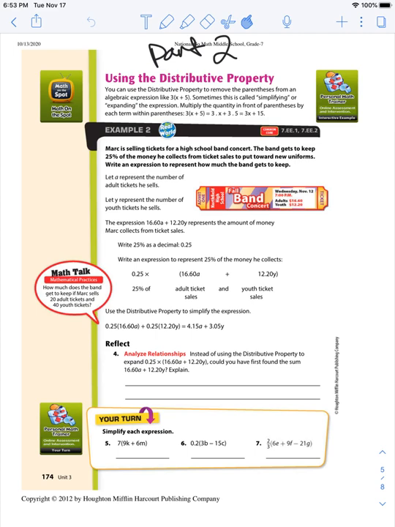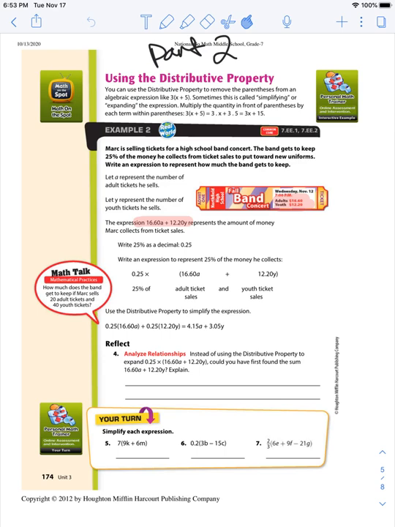So he's going to make $16.60 per adult ticket and $12.20 per youth ticket. That's what the total ticket sale is going to be. You have to read the problem to figure that out, but that's right here, $16.60A plus $12.20Y.